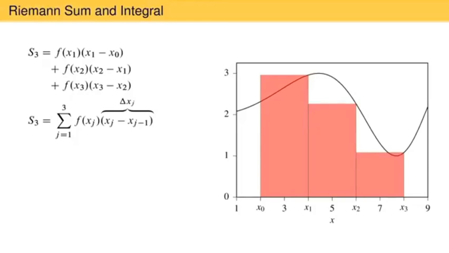Three rectangles do not provide a very good estimate of the area under the curve from x0 to x3, and so we might want to include more rectangles. To do this, take the height of the jth rectangle times its width and sum from j equals 1 to an arbitrary number of rectangles n. This is S sub n, a sum of the area of n rectangles, and is called a Riemann sum.